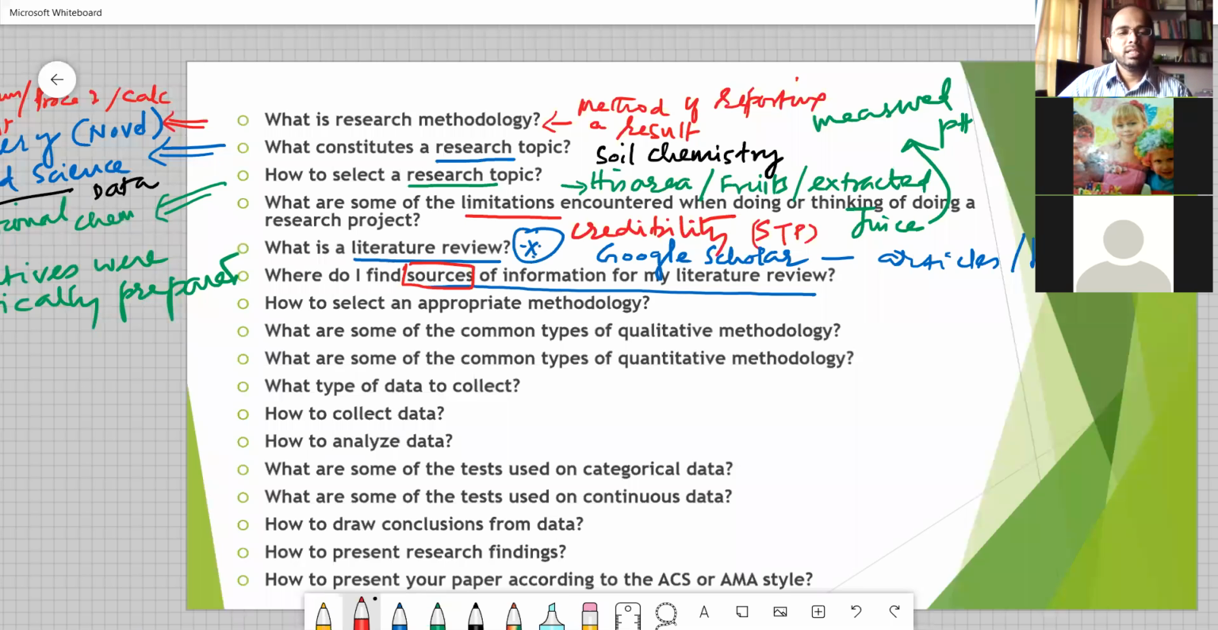Okay. Then you have to select appropriate methodology. Suppose if you are using some preparation, you have to find out how it has been implemented. Okay. What are the common types of qualitative methodology and the common types of quantitative methodology?